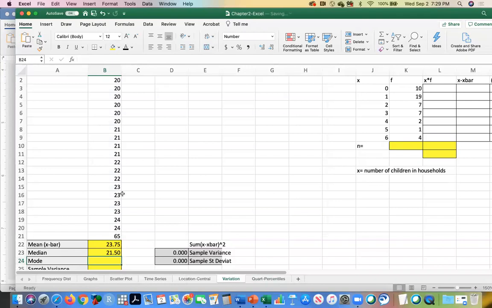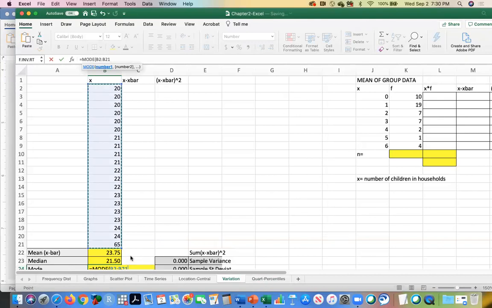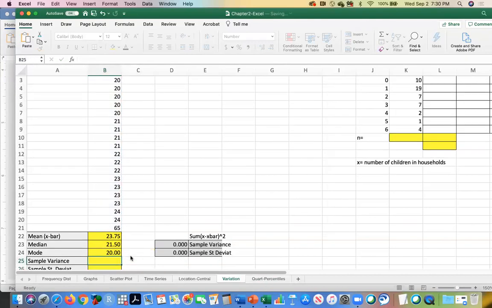So all this data is ages of students, and suddenly you ask your professor, how old are you? He says, I'm 65. Also the mode. In many cases, we don't have modes, or if there are too many, Excel basically says, I don't know. So that's the reason. Oh yeah, 20 is the mode.